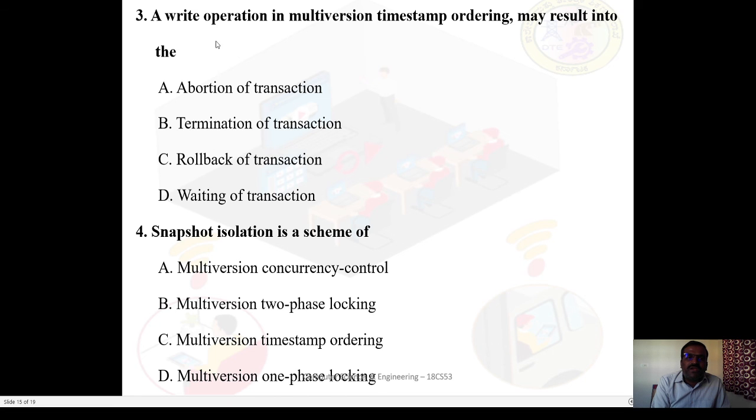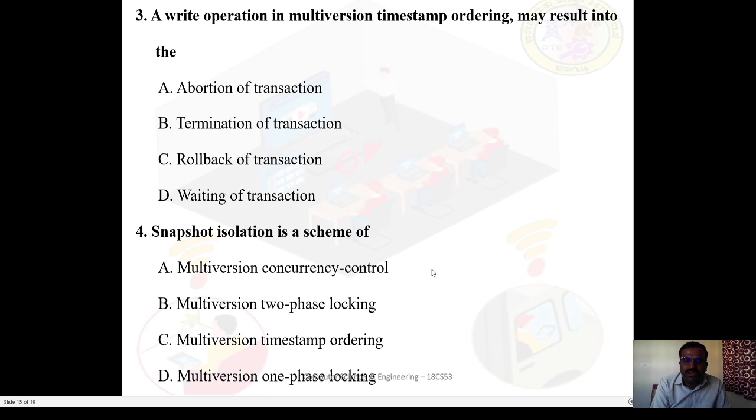Third question is, a write operation in multiversion timestamp ordering may result in A. Abortion of transaction, B. Termination of transaction, C. Rollback of transaction, D. Waiting of transaction. Answer is C. Rollback of transaction. Fourth question is, snapshot isolation is a scheme of: multiversion concurrency control, multiversion two-phase locking, multiversion timestamp ordering, multiversion one-phase locking. Answer is A.